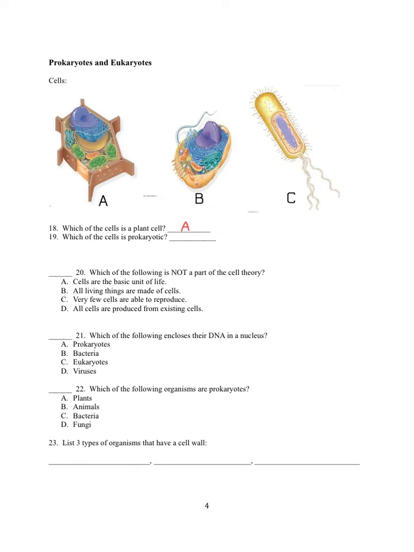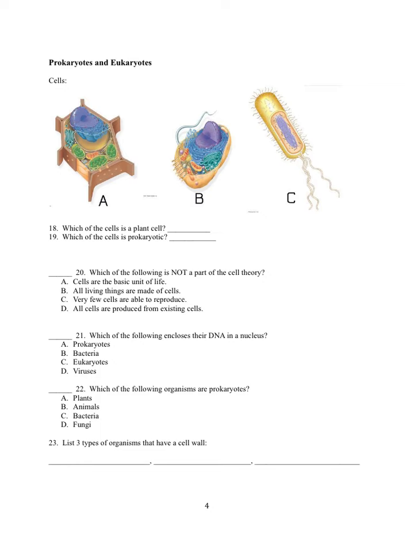Number 19 says, which of the cells is a prokaryote? We know that A is a plant cell. B also has a nucleus, which means that it cannot be a prokaryote, which means that for us, letter C is the correct answer because that bacteria cell is a prokaryote.